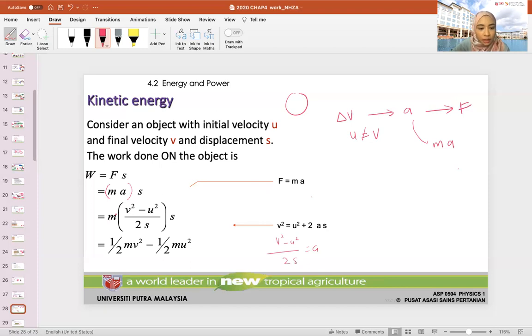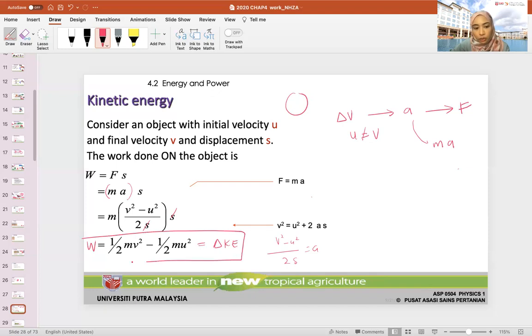So you would get m times v squared minus u squared over 2s, times s. So this cancels out. You would get 1 over 2 mv squared minus 1 over 2 mu squared. So the kinetic energy changes. And the change in kinetic energy is equal to work done.